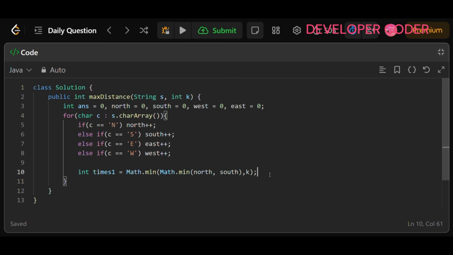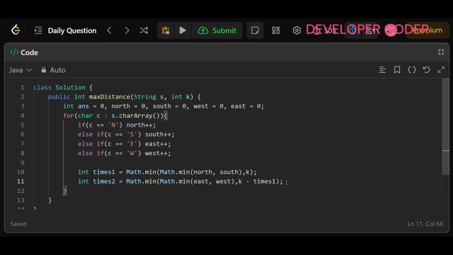North and south, right? This is for north and south, the vertical line. The same thing you have to do for the horizontal line. So here I'm just going to write times 2 math.min, and instead of north I'm going to write east, and instead of south we have to change it to west. Also, instead of the k value we have used in times 1, I'm going to use times 1 here. This is done. This is nothing but the modification times for east and west, right?